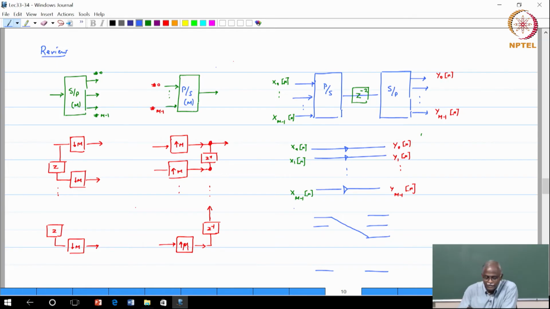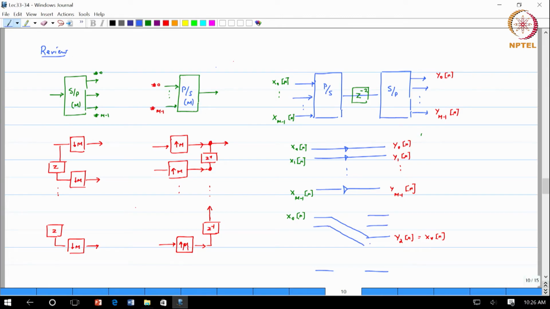Okay. So, this is x naught of n, x naught of n, y2 of n is equal to x naught of n. Okay. And you can easily verify that the x1 of n will come out through y3 and so on until we hit x of m minus 2. Okay. The last one is x of m minus 2.